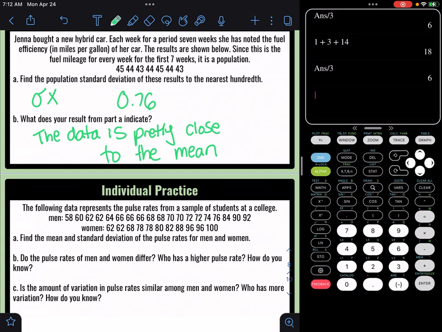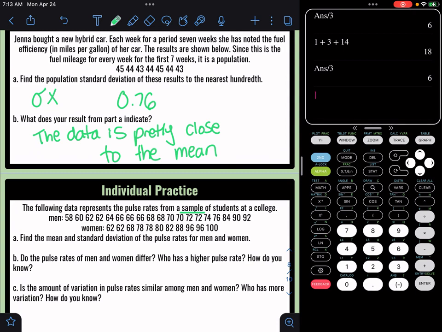Alright, let's look at this one. The following data represents the pulse rates from a sample of students at a college. Right there we know it's going to be sample standard deviation because they only used a sample of people at college. Find the mean and standard deviation of each of these. So I'm going to type in the first one. 58, 60, 62, 62, 64, 66, 66, 66, 68, 68, 70, 70, 72, 72, 74, 76, 84, 90, and 92.